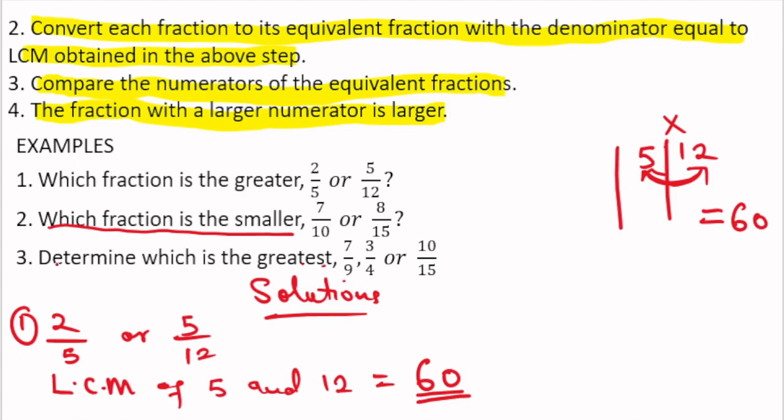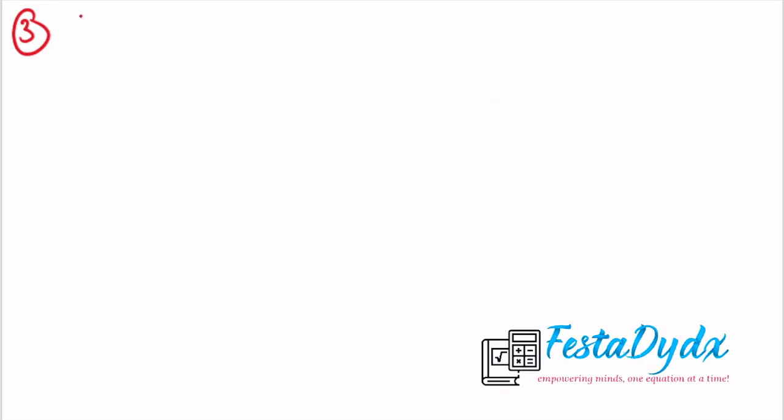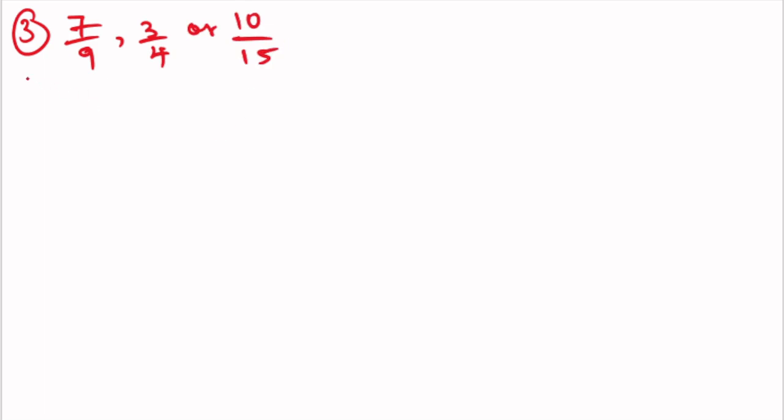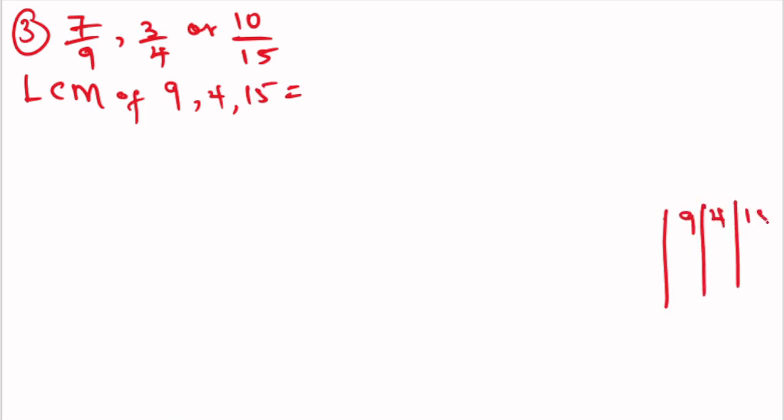Question number 3 says, determine which is the greatest. We have 3 fractions here: 7 over 9, 3 over 4, or 10 over 15. Which fraction is the greatest between 7 over 9, 3 over 4, or 10 over 15? Remember, the first step is to look for the LCM of 9, 4, and 15. We have common factors here: 3 can go in 9 and 15. So we're not going to multiply these directly; we're going to use this table to find the LCM.